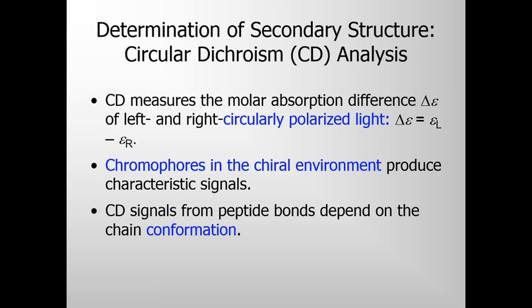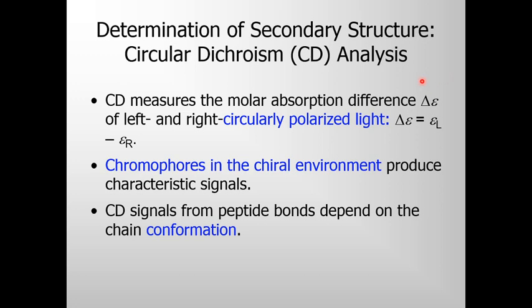Before I begin my discussion on protein tertiary and quaternary structures, I want you to understand one more concept on protein secondary structures. Now, this deals with a technique called circular dichroism, which is a method to analyze the secondary structure of a protein or a peptide.